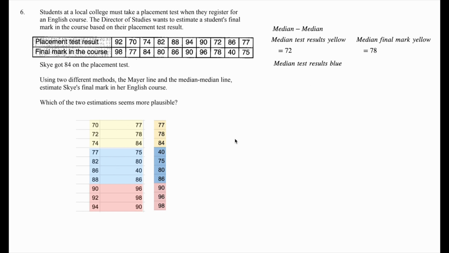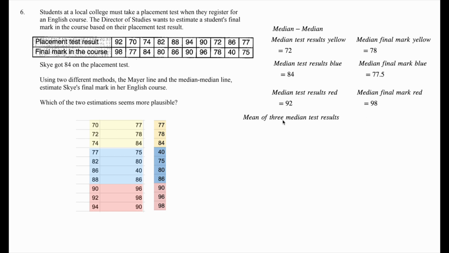Then for the blue, I'm looking at the median of what's between 82 and 86, which is the average of 82 and 86, which is 84. Then the average of 75 and 80 is 77.5. For the red, 92 is the median, and over here, 96 is the median for the final marks. I take the mean of the 3 median test results, add these 3 together, divide by 3, and that gives me 82.6 repeating. Take the average of these 3 final marks, add those together, divide by 3, and that gives us 84.5.